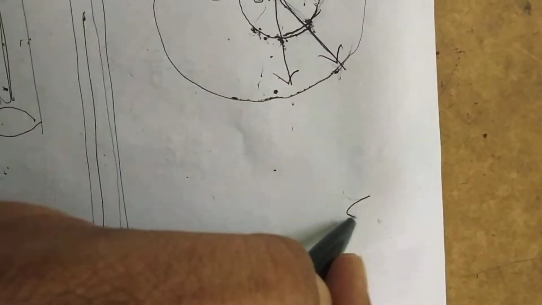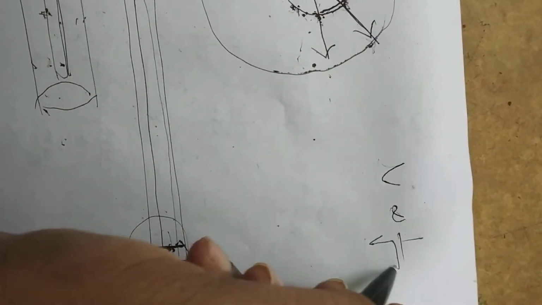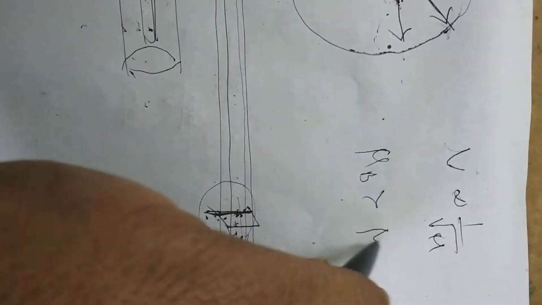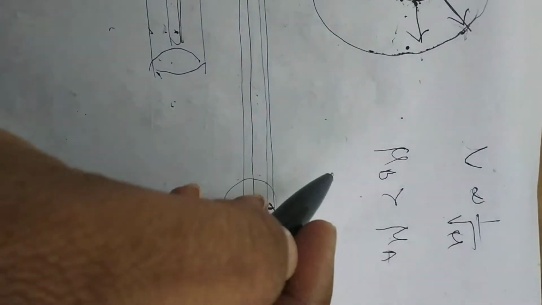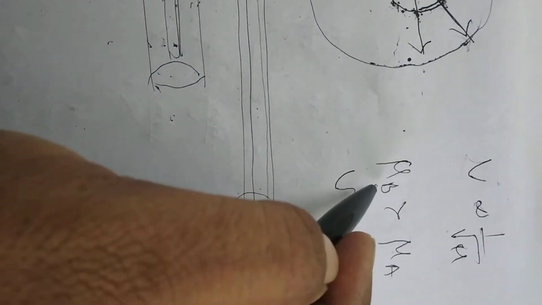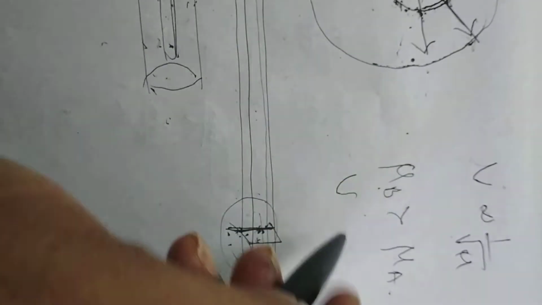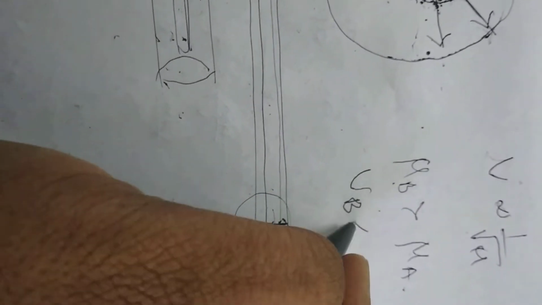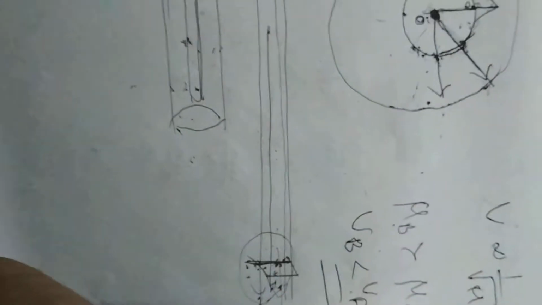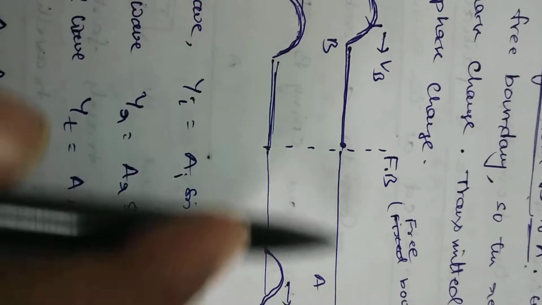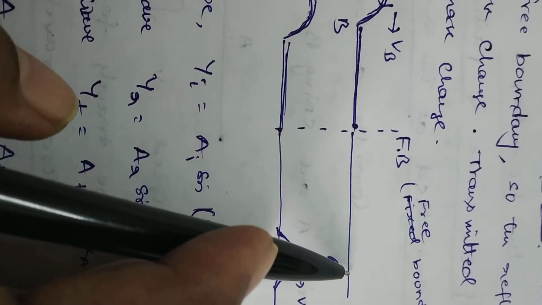Velocity of the transverse wave v is proportional to 1 by root mu. As mu B is greater than mu A, the relation between velocities is given by VB less than VA. That means here the velocity of the transverse wave is less, and here the velocity is more.